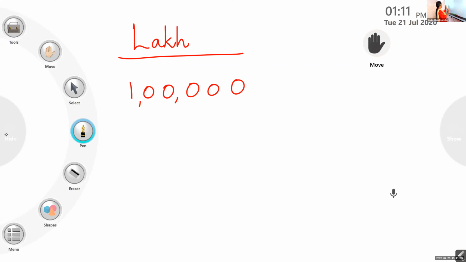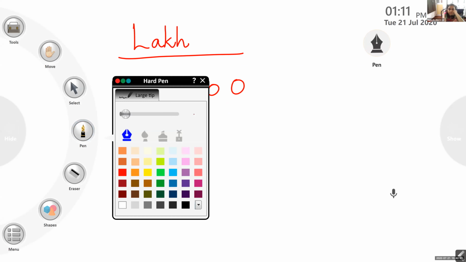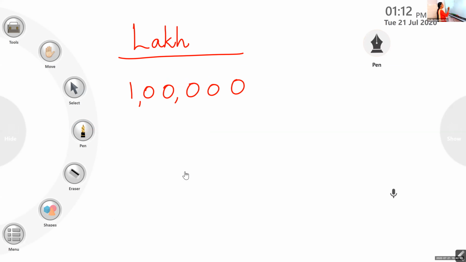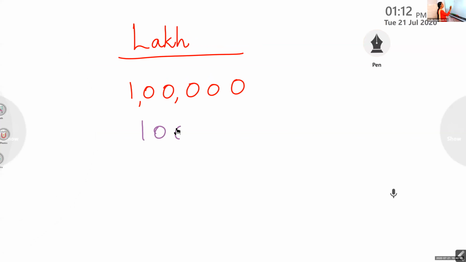Okay, children, listen. Without the comma, I will write again. Without the comma, the same thing, 1 lakh. So in the international system, how will you put the comma for this? After three zeros, like this. There is no number here, so we are writing up to this, right? So how will you read this in the international system?